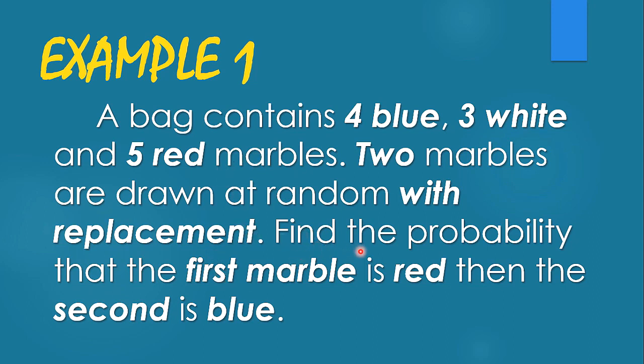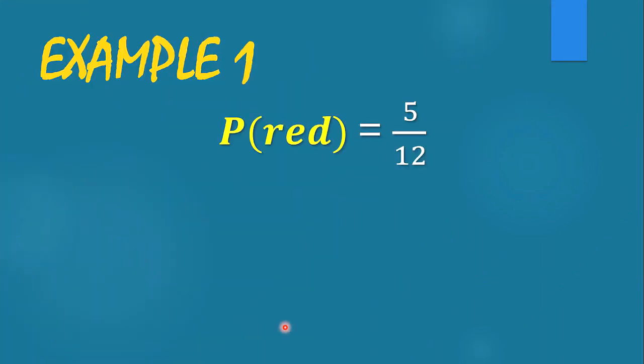change. So now to find the probability that the first marble is red and the second is blue. First, for the probability of having red, we have 5 red marbles in a bag over 12 marbles in the bag. So we have 5 over 12. And then after getting a red, we'll put back our red marble in the bag, so the total number of marbles in the bag is still 12.